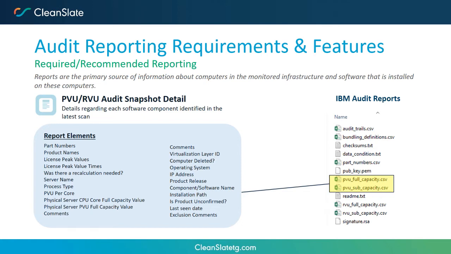The other key one that I'll talk to would be the audit trail CSV. That's what tells you who did what to affect the bundling, the exclusions, anything that might affect your licensing, and the bundling definitions. That will let you see that on this host, this piece of software is being covered by this entitlement.